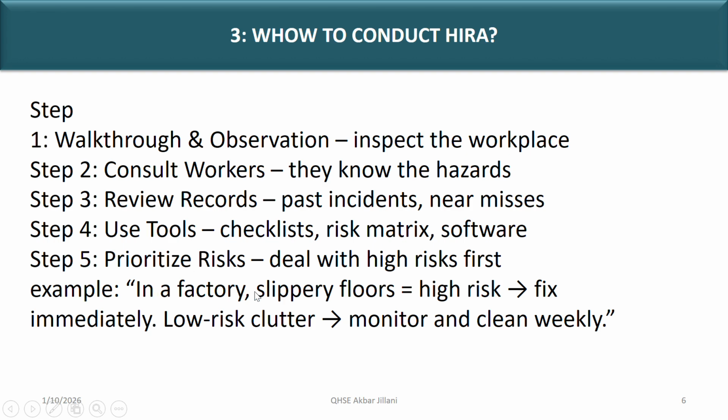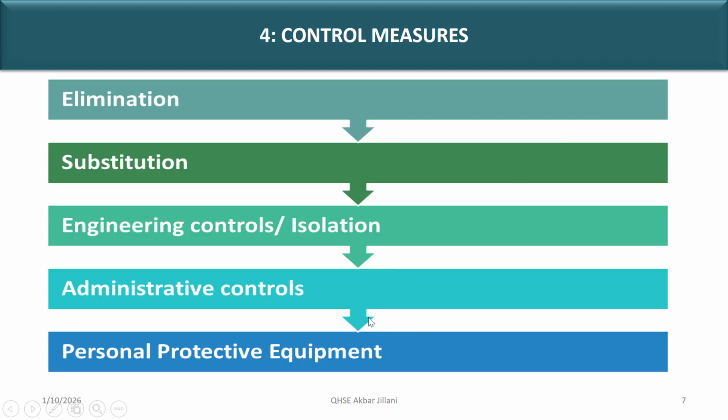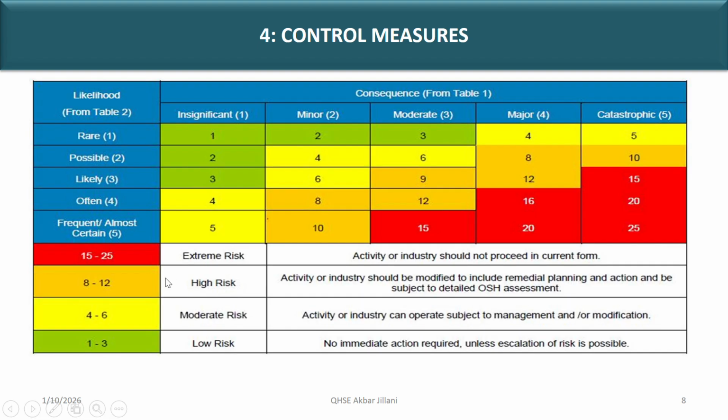Examples in a factory: slippery floor, high risk, then fix it immediately. Clutter, low risk, monitor and clean weekly. Now, control measures: elimination, substitution, engineering control in isolation, administrative control means training, supervision. Then personal protective equipment is the last option.